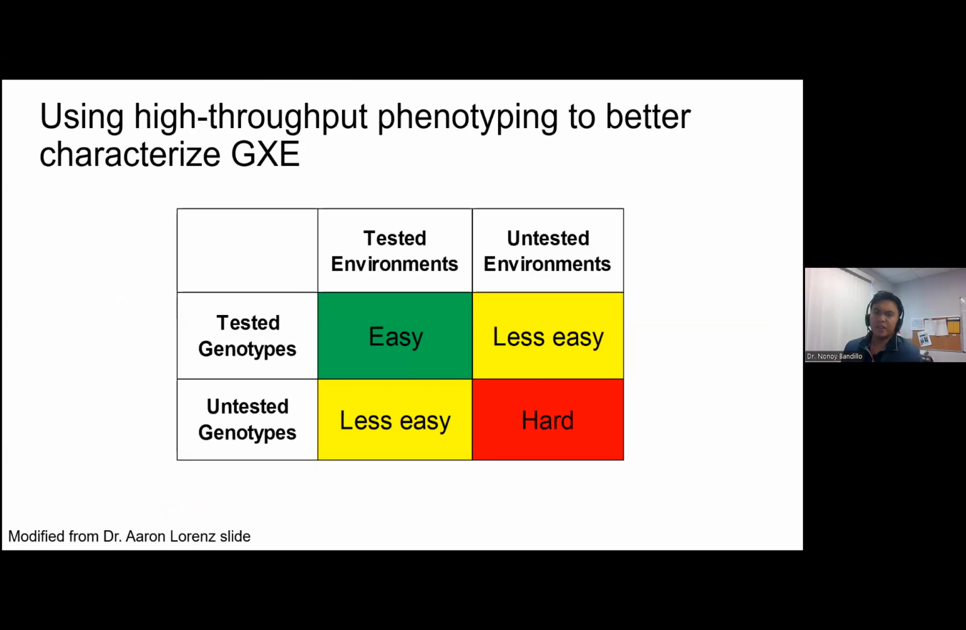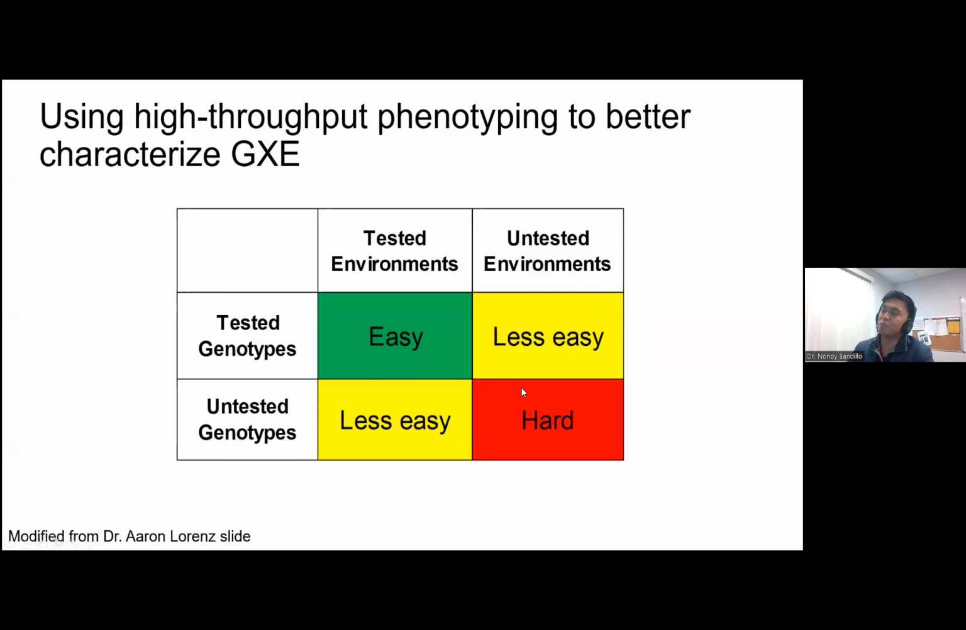All right. And then I think these are the last of my slides, I believe. I feel like, from my perspective at least, high throughput phenotyping would be important later to better characterize G by E. Okay. So in a program, you have tested environments and untested environments, and you also have tested genotypes and untested genotypes, right? We're trying to predict untested genotypes most of the time. And if you want to be challenged, you want to take into account the untested environment at the same time, right?